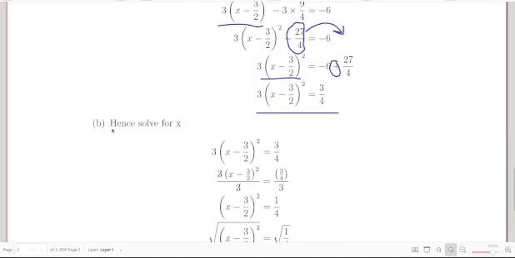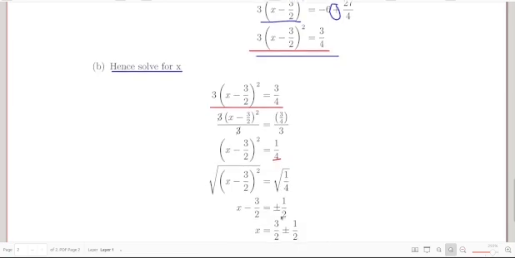Then the second part says hence solve for x. So solving for x, just take the answer as it is and just bring it down here and use that. Just make x the subject from there. First things first, divide by 3 both sides. Then this 3 is going to cancel that. This side, 3 over 4 divided by 3 gives you 1 over 4.